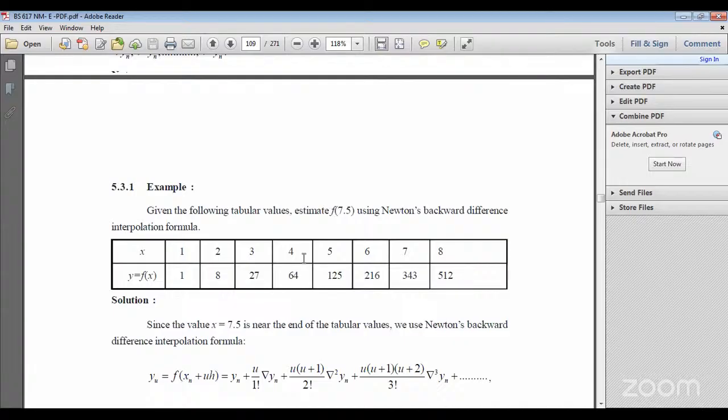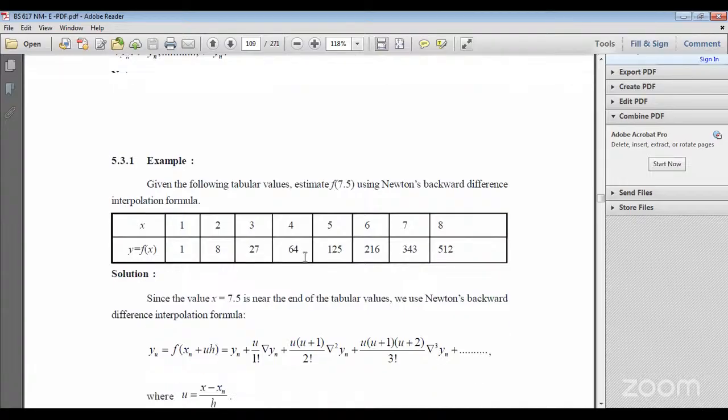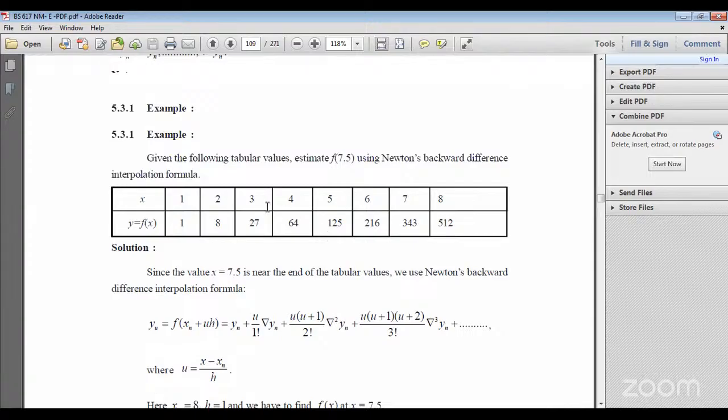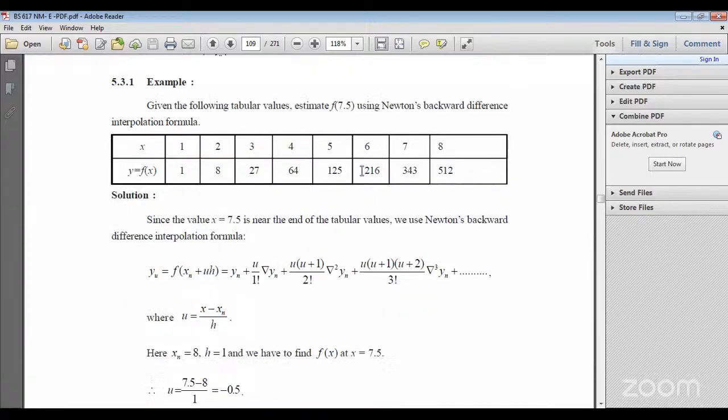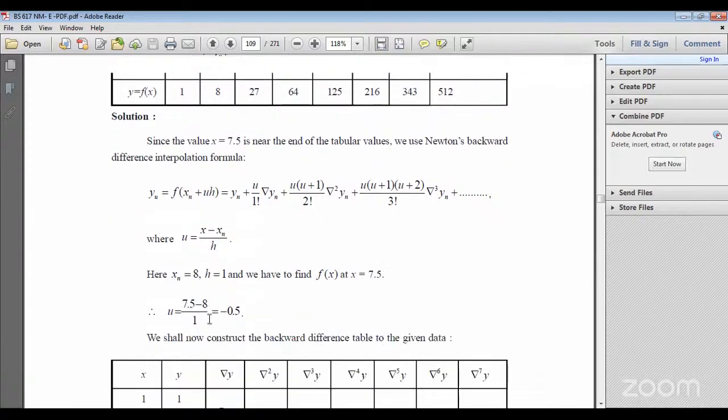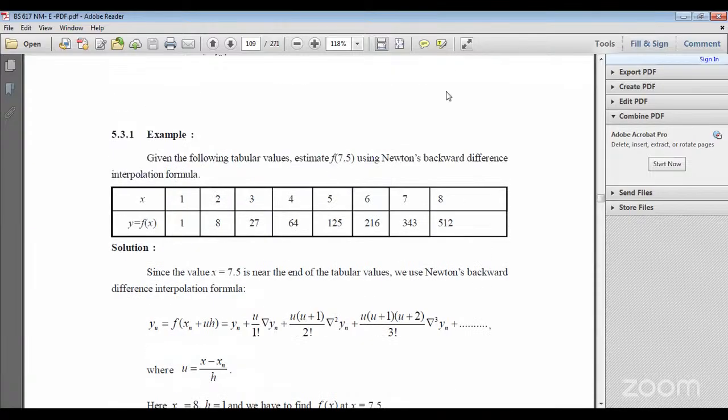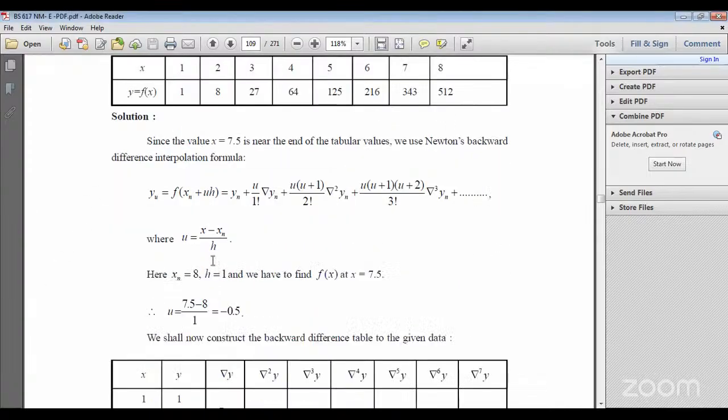Example: in the tabulated form, given the following table of values: 1, 1; 2, 8; 3, 27; 4, 64; 5, 125; 6, 216; 7, 343; 8, 512. So these are the values, and they ask for 7.5. Of 7.5, the highest value I am taking is 8. So 7.5 minus 8 is minus 0.5, divided by 1, so that is minus 0.5. They ask for 7.5, so that's why I'm taking it here, x minus x_n by h.